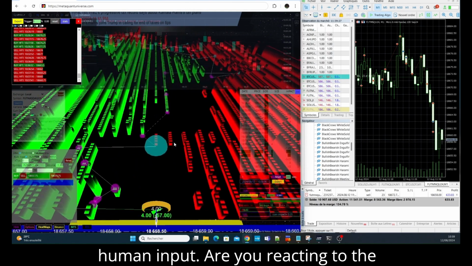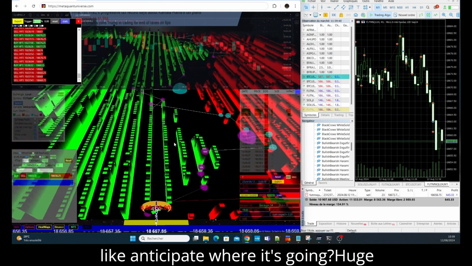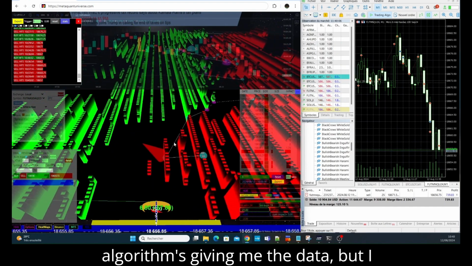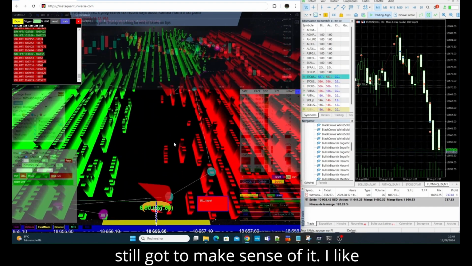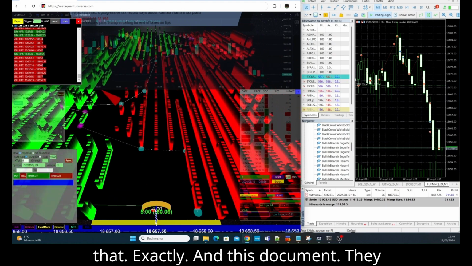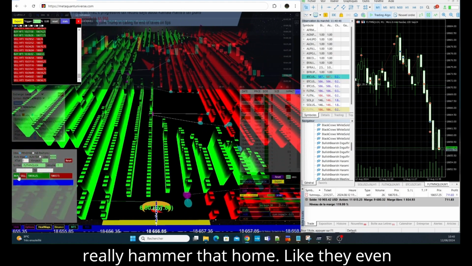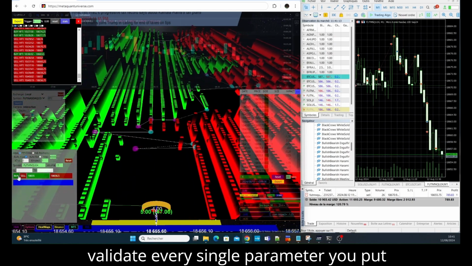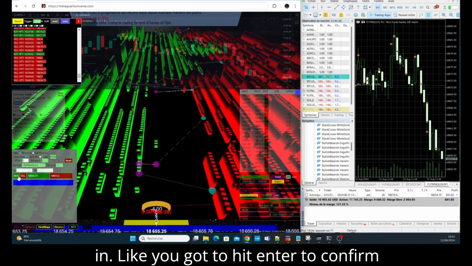Are you reacting to the market right now, or are you trying to anticipate where it's going? Huge difference. It's like the algorithm's giving me the data, but I still got to make sense of it. I like that. Exactly. And this document, they really hammer that home. They even point out how you have to actually validate every single parameter you put in. You got to hit enter to confirm each setting.